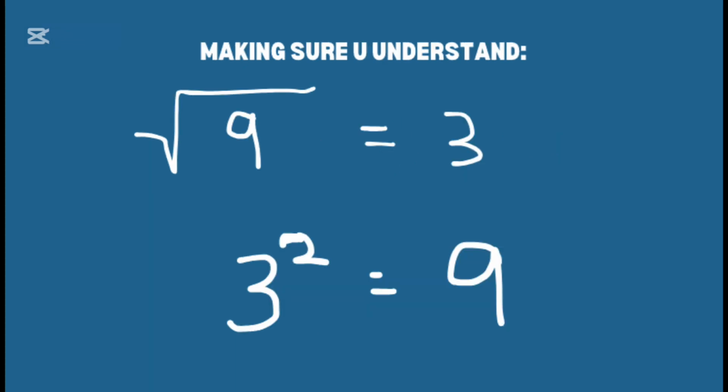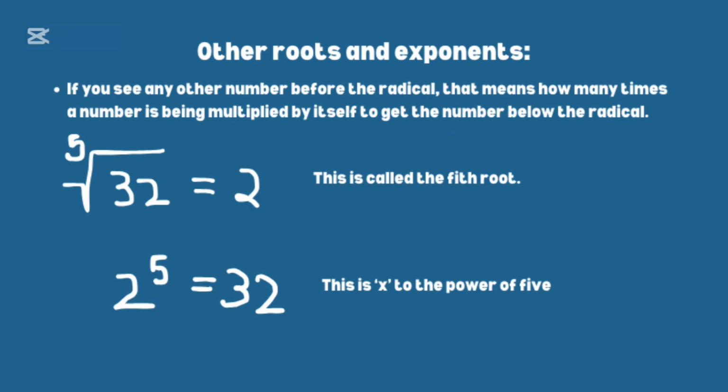Okay, so the square root of 9 is equal to 3. That's because 3 times 3 is equal to 9. Another way of writing that is 3 squared. Now, it's important to know that there are also other roots and exponents, not just squared and cubed. So if you see any other number before the radical, that means how many times the number is being multiplied by itself to get the number below the radical. I know, it sounds very complicated, but hopefully after this example you'll understand it better.